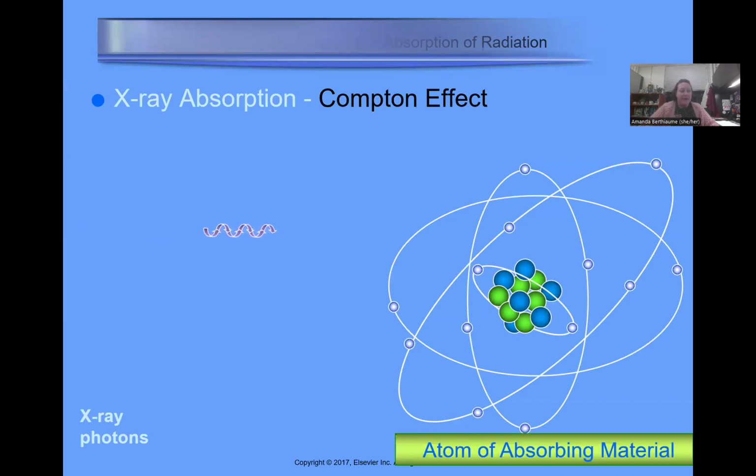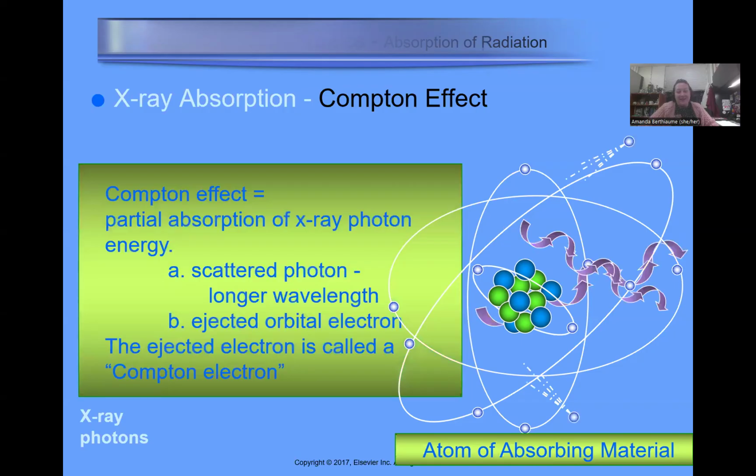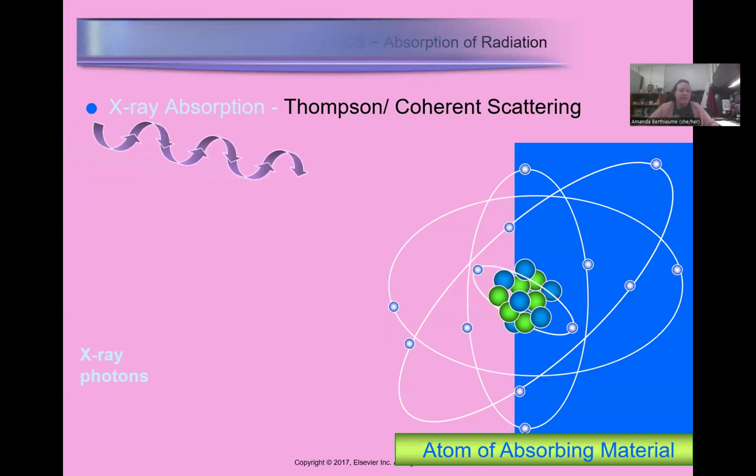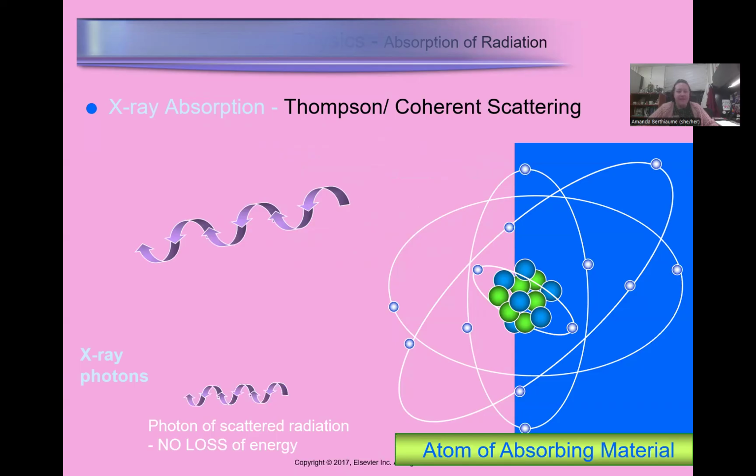So another good graphic, as it's coming in here, you'll see that it gets very messy, but the radiation has hit. It has scattered a photon out, ejected an orbital electron, and this is Compton scatter. Coherent scatter is an X-ray photon that has its path altered by matter. So it's not ejecting something out. It itself is hitting the mass and then scattering, changing its pathway. So no change to the atom occurs, but the photon itself has bounced off of the atom, and its direction has changed. So there's scatter with no loss of energy. The photon is scattered. And again, just another graphic to explain that.